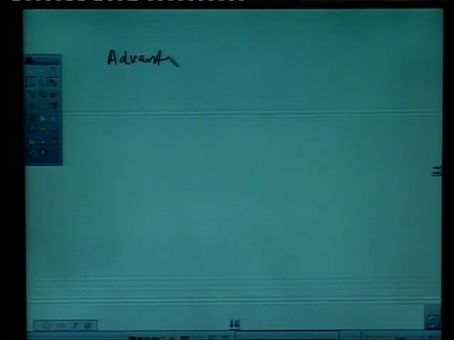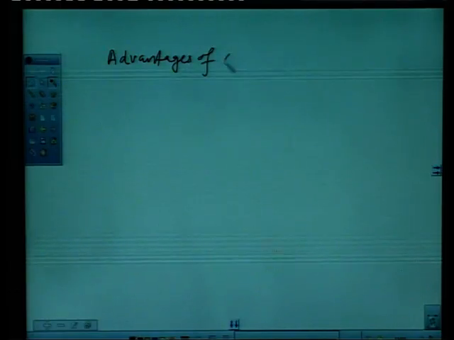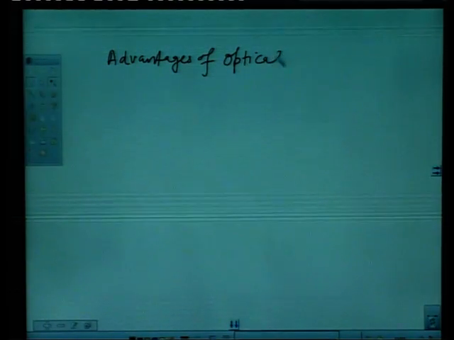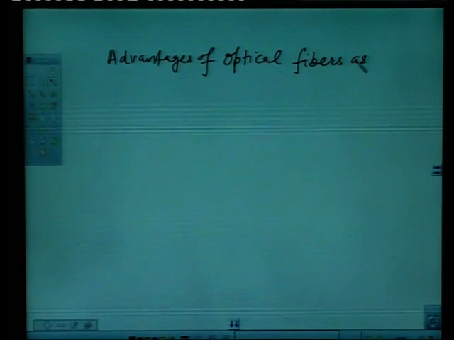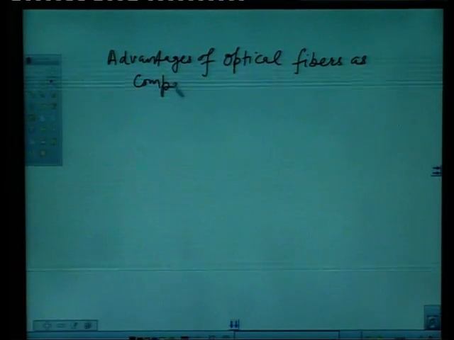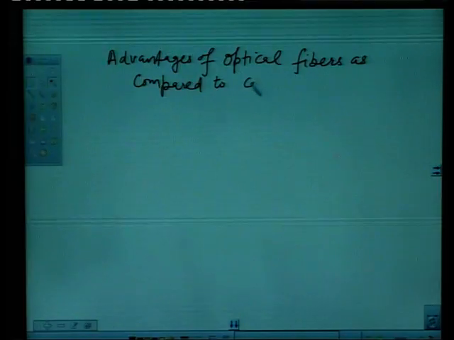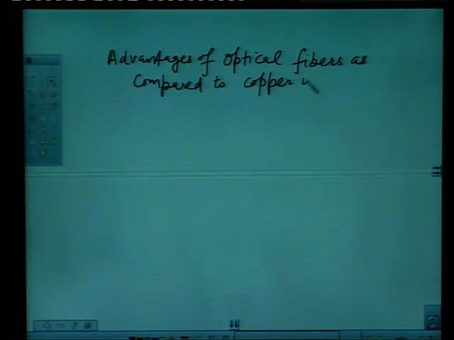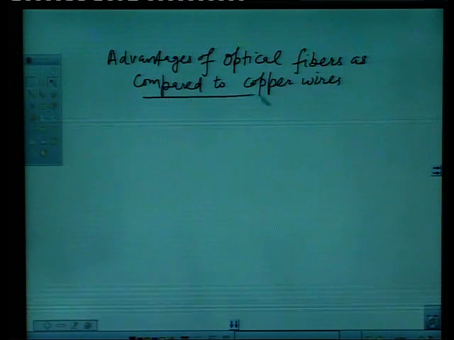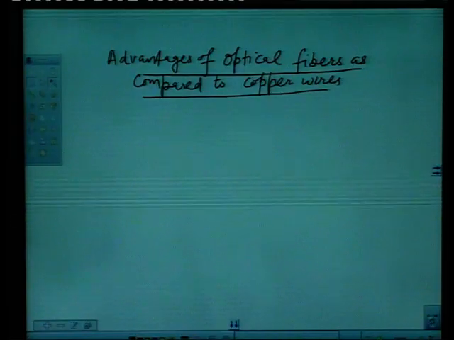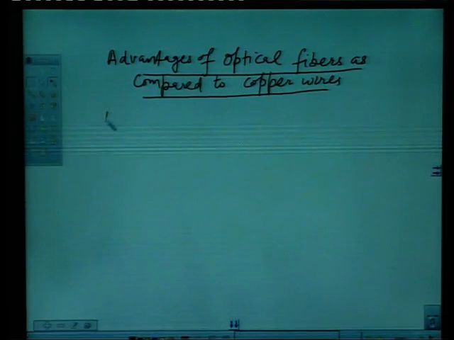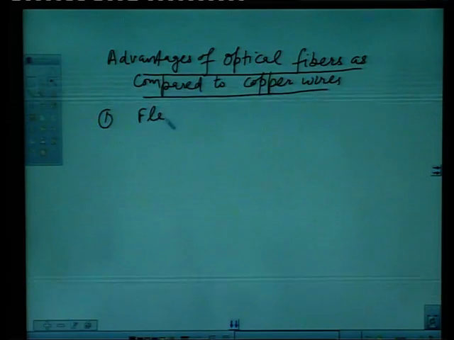Now we will come to the advantages of optical fibers as compared to copper wires. Copper wires can also be used for transmission of data, but there are certain advantages of optical fibers. The first is that it is flexible.